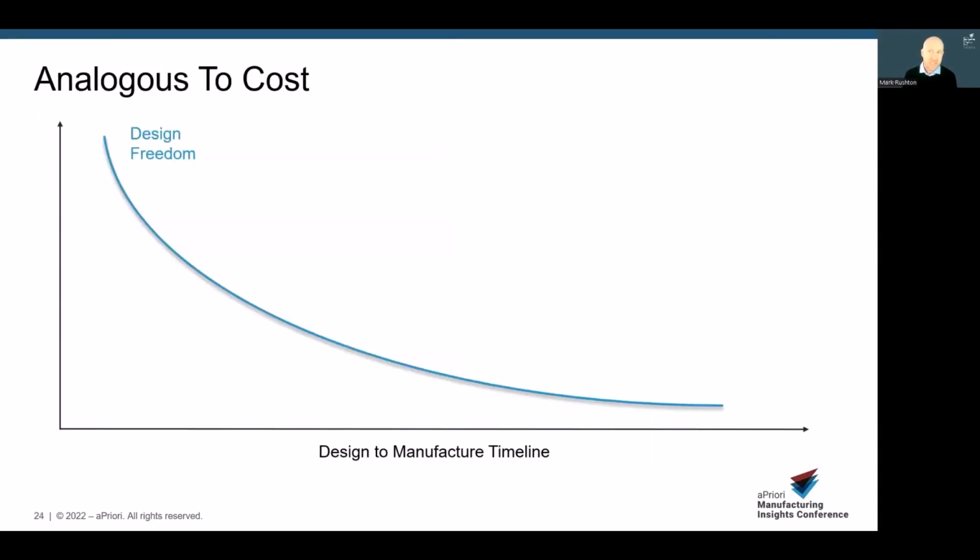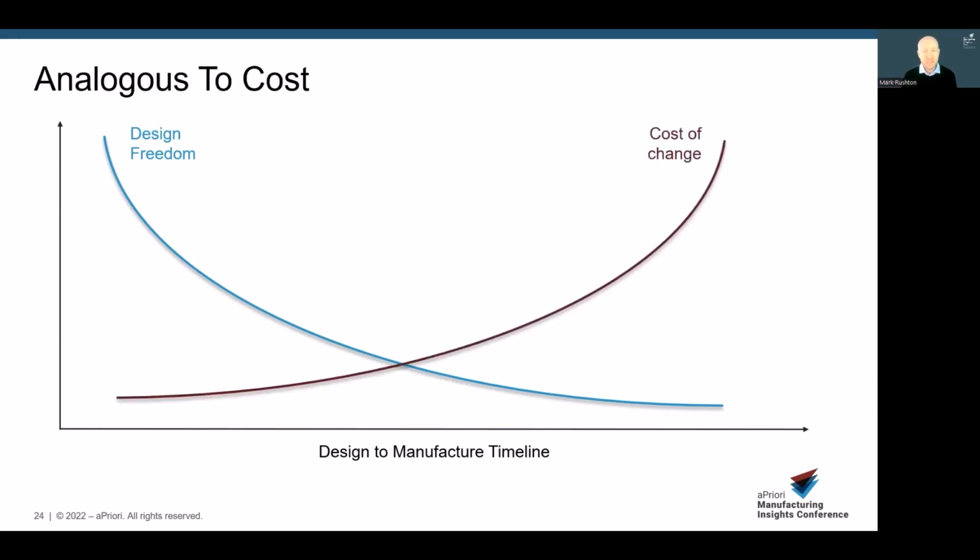And this is very analogous to cost. If you think of this chart, I'm sure you've seen it before, where we've got design freedom. As we progress in our project, that reduces as we get closer to manufacturing. And any changes that we make along the way, the cost of those goes up. And design freedom is really the same as our potential for CO2 equivalent reduction, which is why aPriori is so well positioned to help in this area.